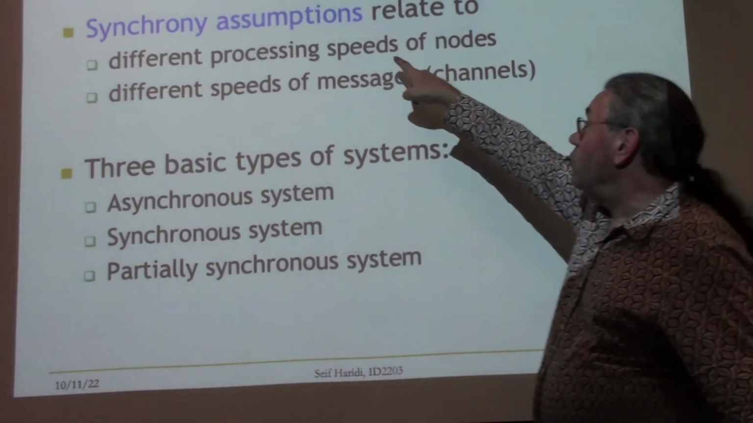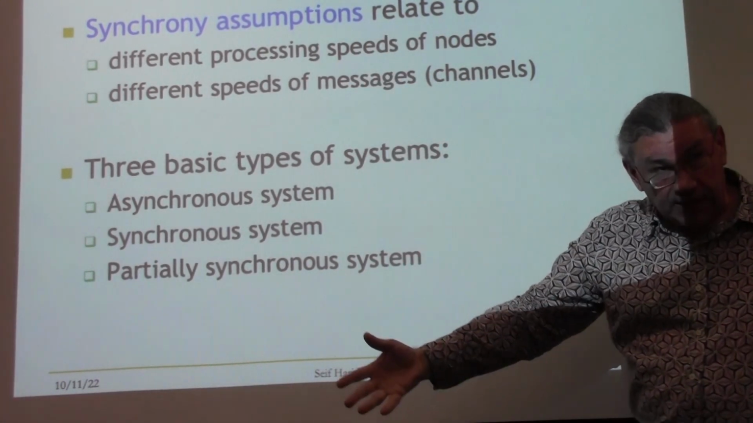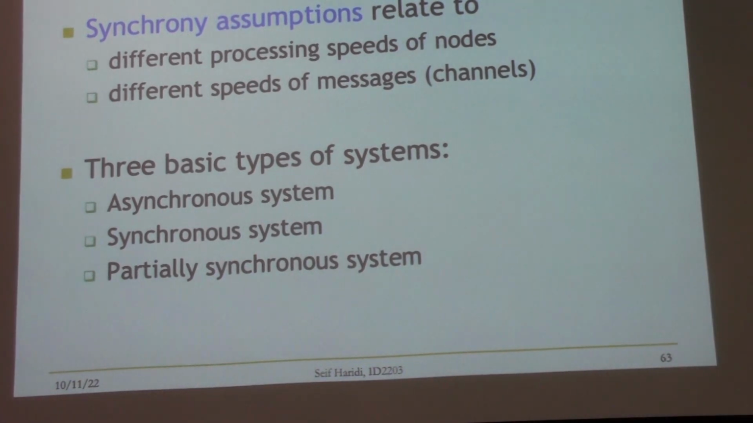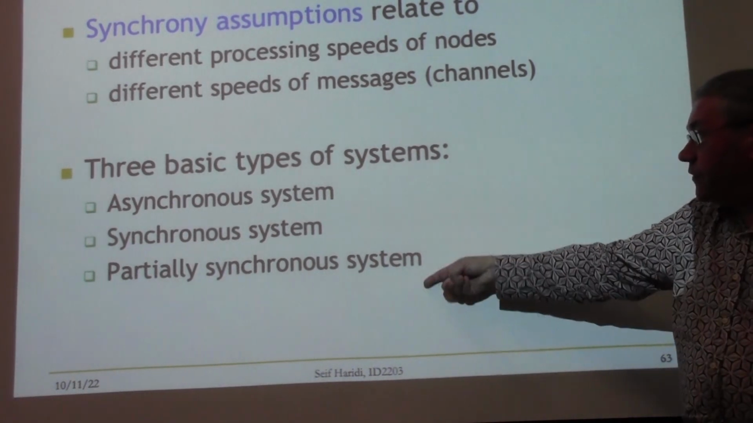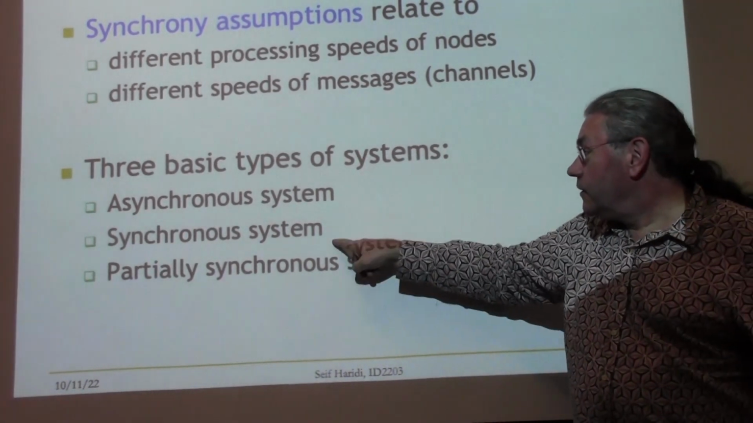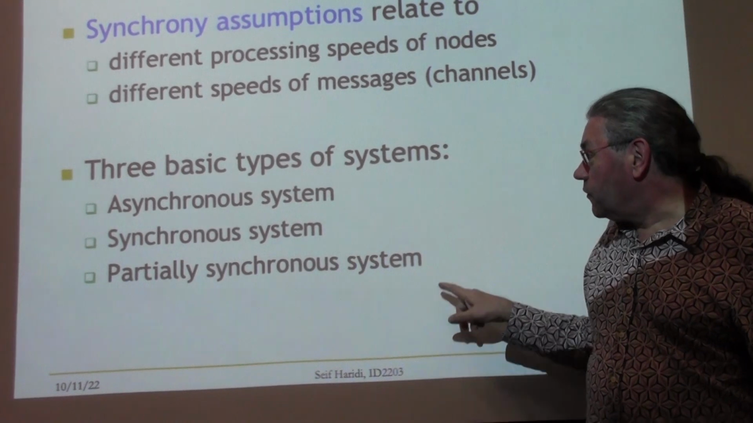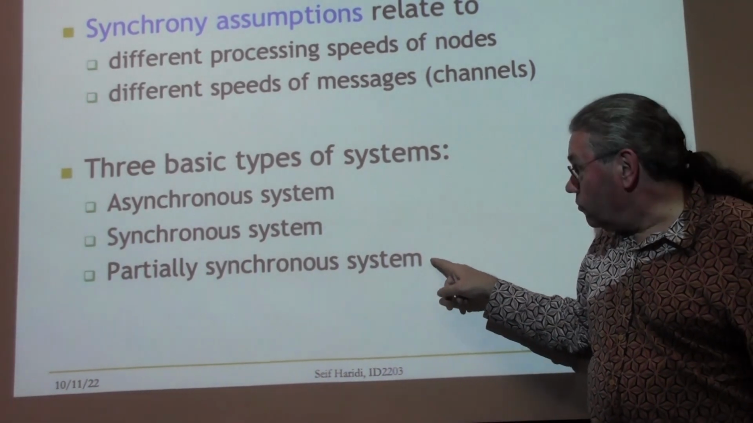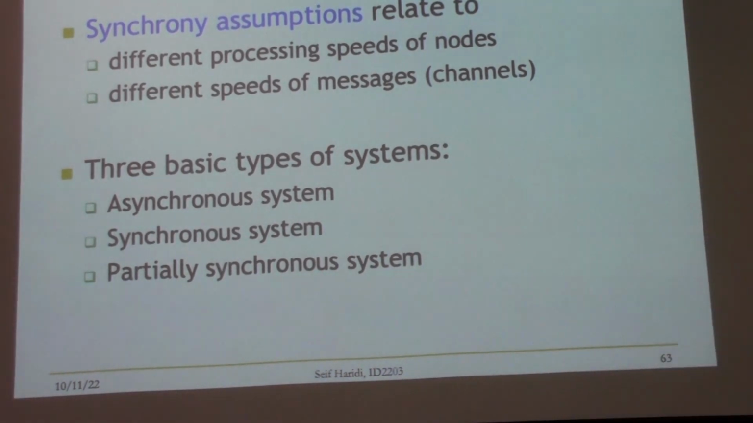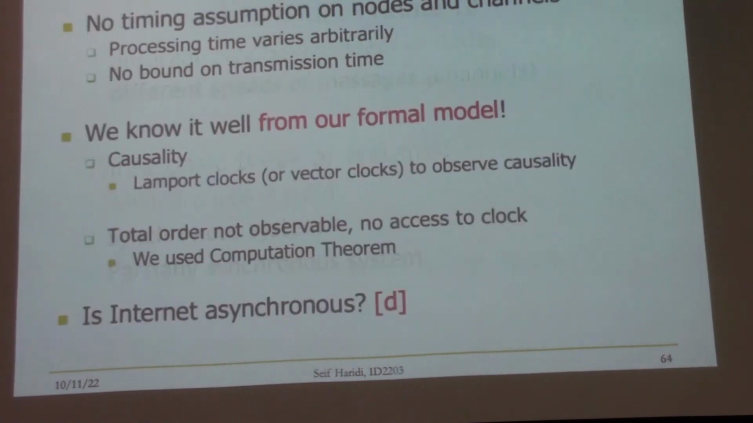So whenever you write an algorithm, you have to tell me whether it is for a synchronous machine, an asynchronous one, or whatever. If you don't tell me that, then the specification is not complete. We have three kinds of systems. I mentioned already two of them, asynchronous and synchronous, but today I'm going to give you the formal definition of partially synchronous. Okay, so the first one is asynchronous.